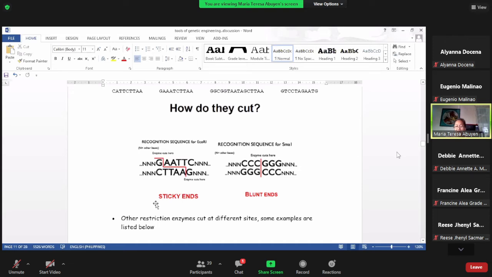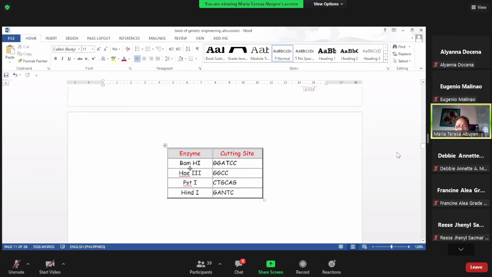So other restriction enzymes cut at different sites. Some examples are listed below. For BamH1, this is the specific sequence that it cuts: G, G, A, T, C, C. For HaeIII, G, G, C, C. For PstI, C, T, G, C, A, G.